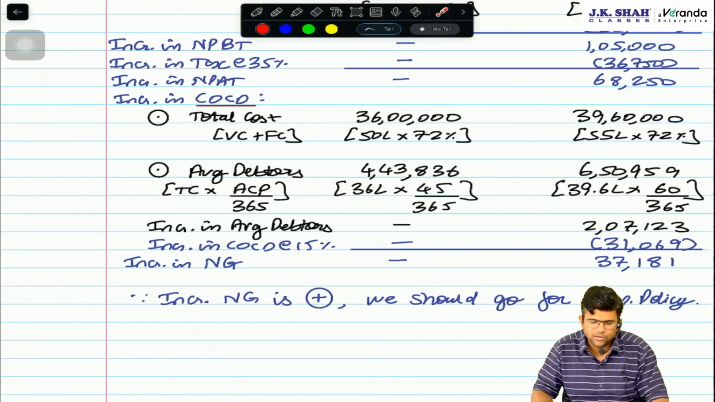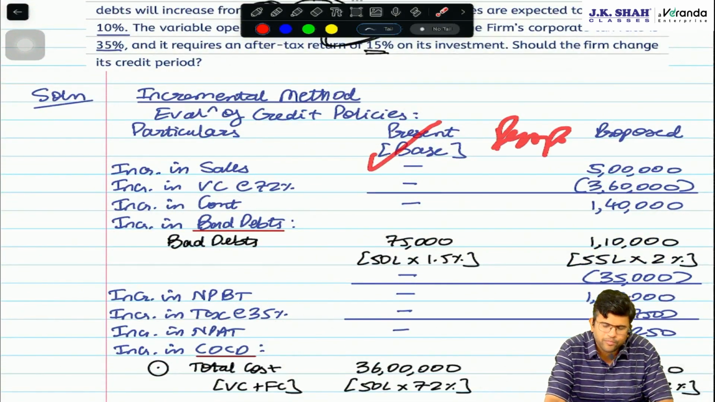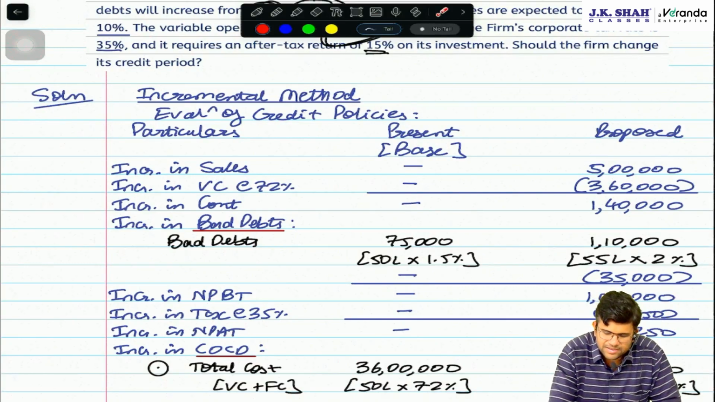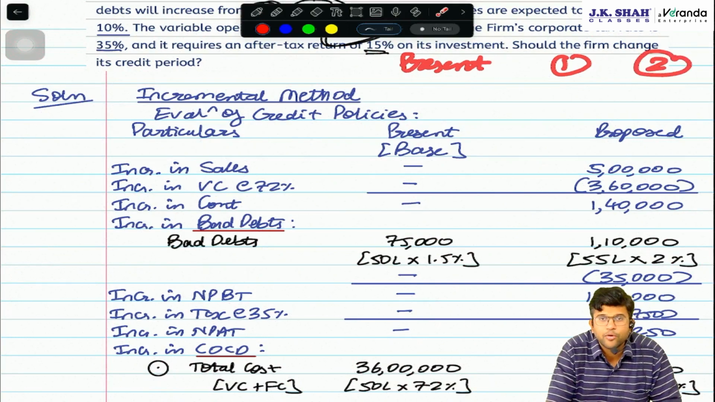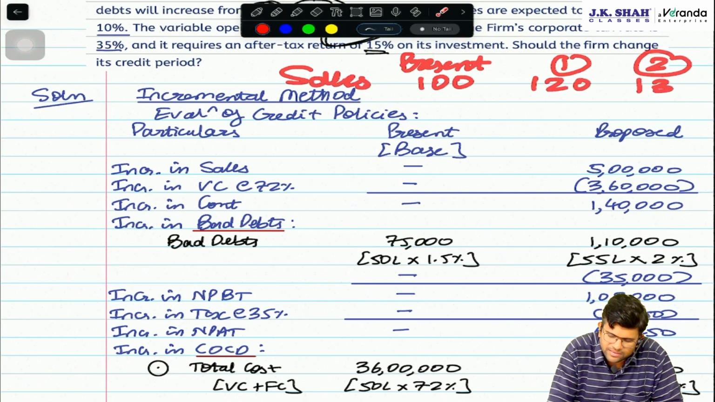Second point I want to tell you is, what if there were three plans? There is one present and two proposed. Then students, same thing you should do. Present should be kept as base, and these two will be taken as increase in whatever. To give you an example, let's say there is present policy, proposed policy 1 and proposed policy 2. The normal sales of present policy is 100. Here it is 120. Here it is 130.